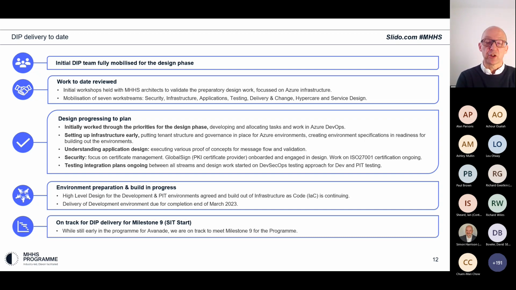Have to say we've made fantastic progress so far on the design and the work around the Azure landing zone and around the preparatory work for the dev and PIT environments. That's progressing very well, and we are on track for the initial milestones, which we'll talk about in a little minute. I think the key message for us at this point, and we'll look at it on the plan, is that we are bang on track for M9 for the programme at the end of October.